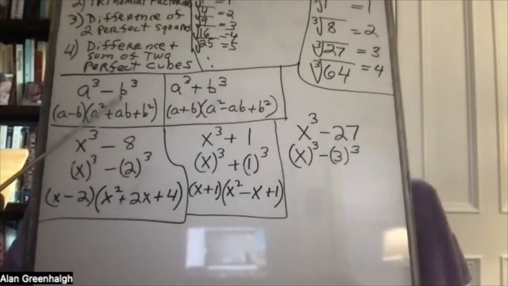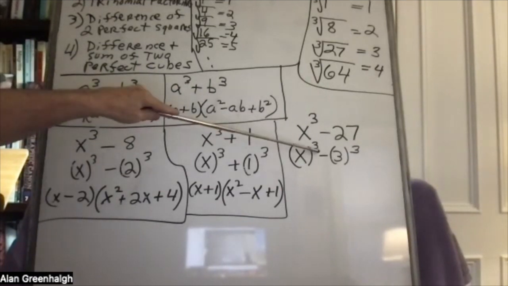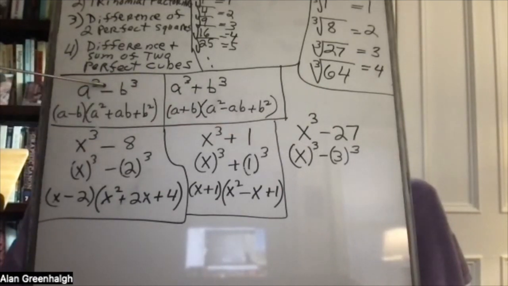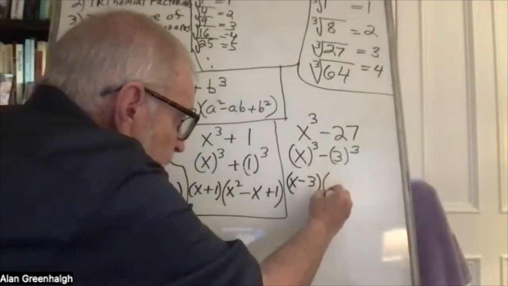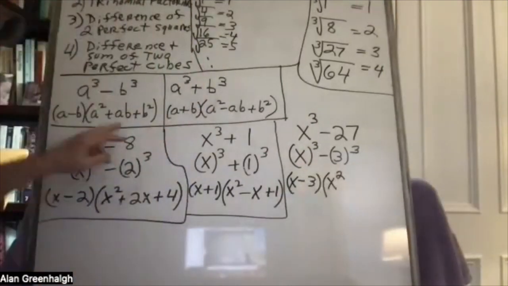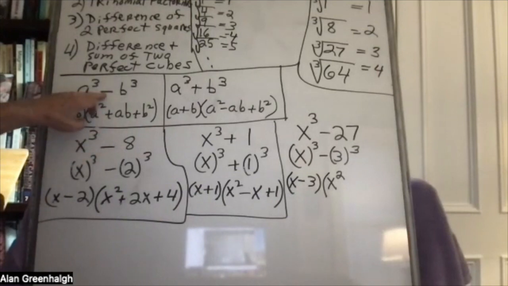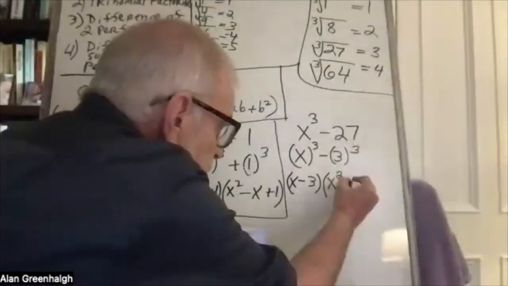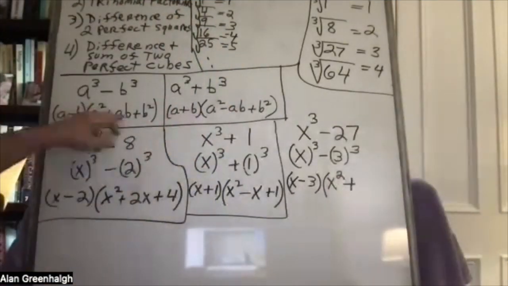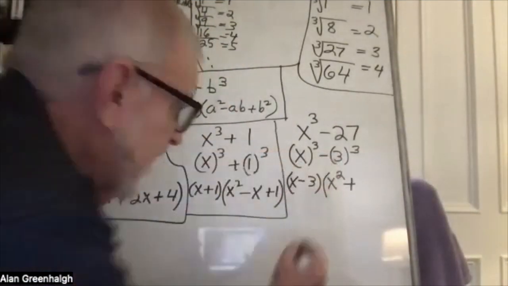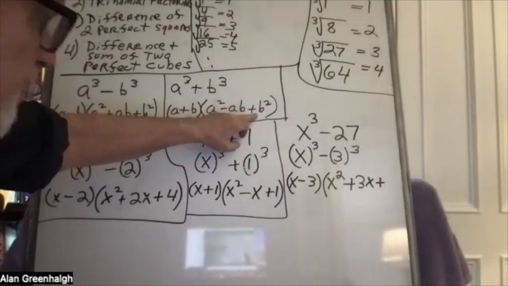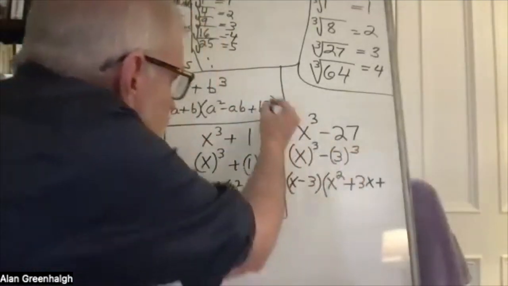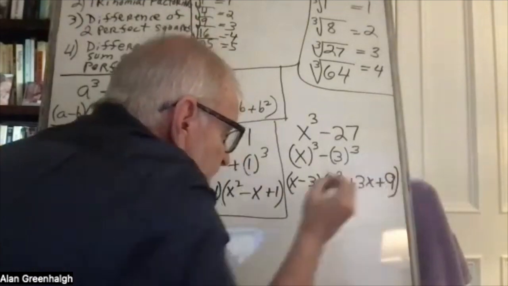Now we either use the first formula or the second formula, but obviously we want the one with the negative, so we use the first formula. And this would be x minus 3 times x squared. Now remember, the middle term, when it's negative, is positive. So this would be positive a times b, or in this case, 3 times x. And then plus, because that's plus and that's plus, so that's not a big deal. And then 3 squared is 9, and that's the answer to the question.